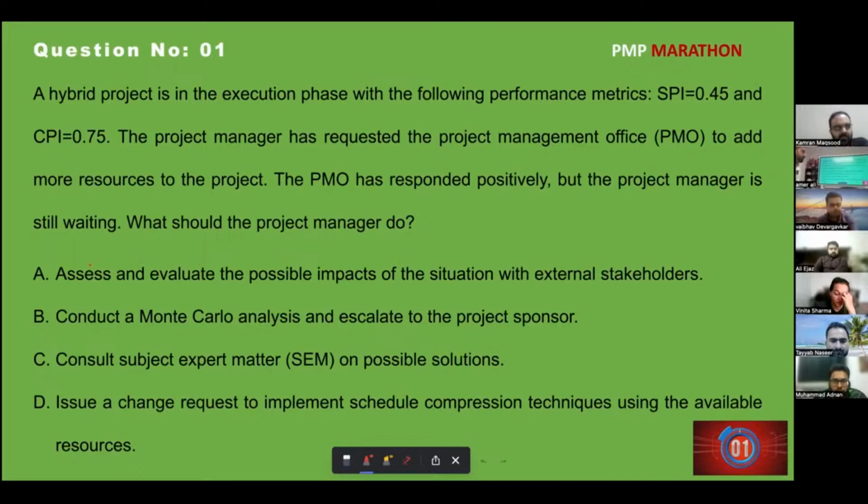So step number 1, slow down. I will also add more steps into that. When you slow down and see the question is more than a 3-liner.